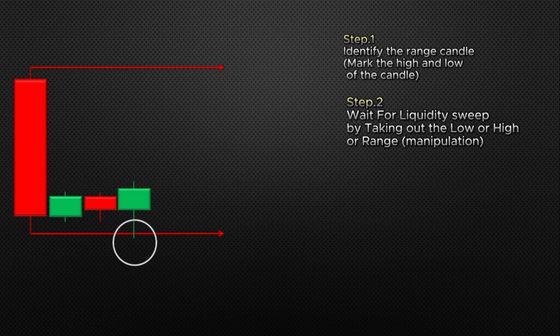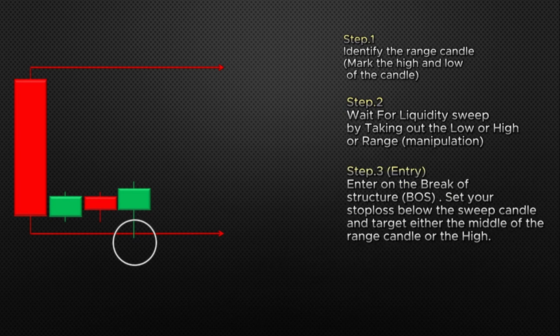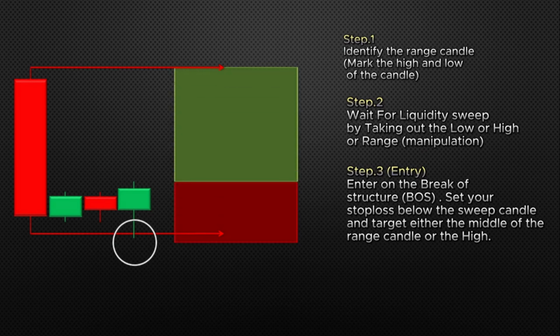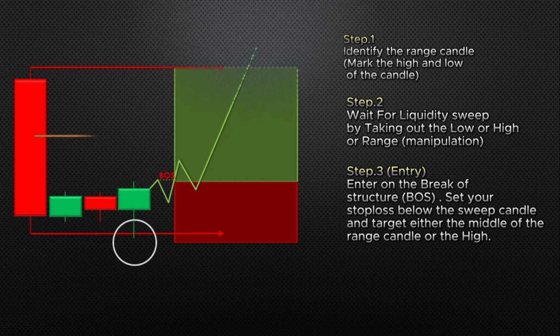Enter on the breakout. Once the market has swept liquidity, wait for a candle to break out of the range in the direction you're anticipating. This is your entry point. Your stop loss should be placed just below the low for bullish setups or above the high for bearish setups of the liquidity sweep candle. Target the range's midpoint or extremes. Depending on your risk tolerance, you can target either the midpoint of the range for a safer, more conservative target, or the high-low of the range for a larger profit.